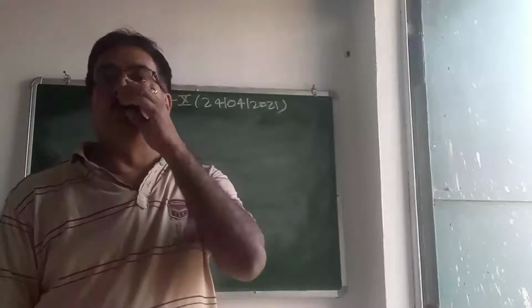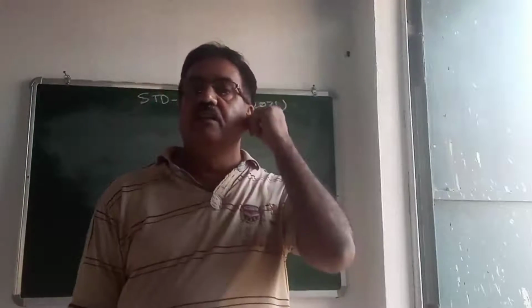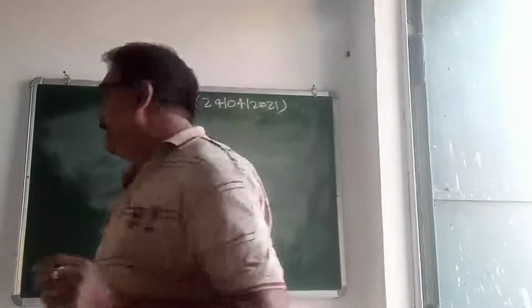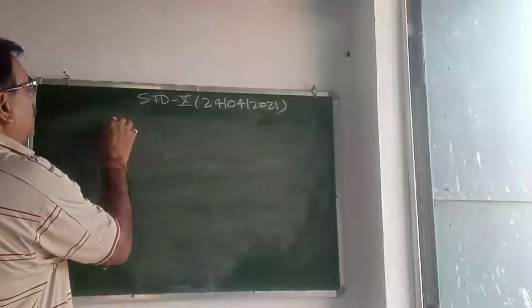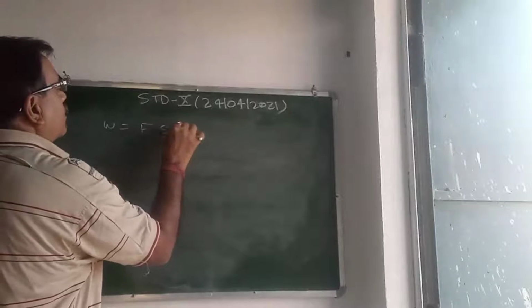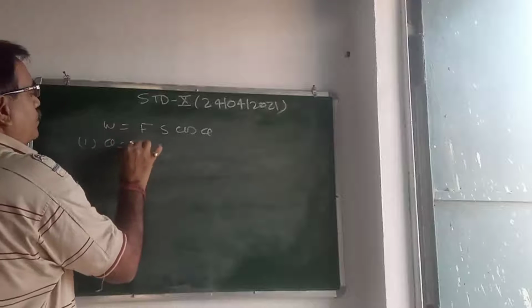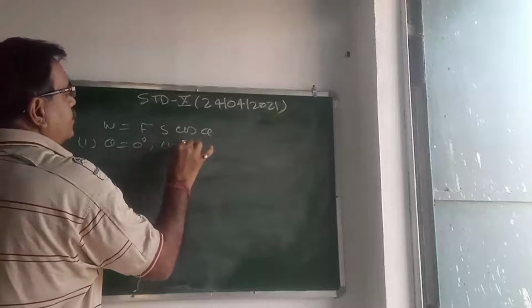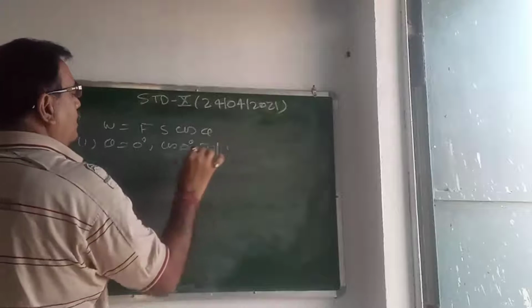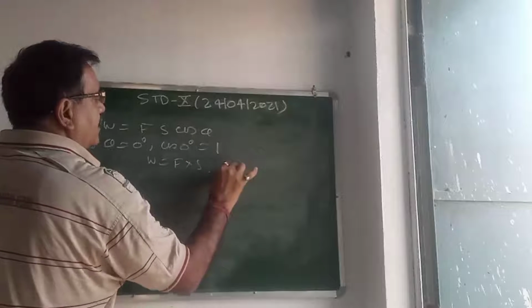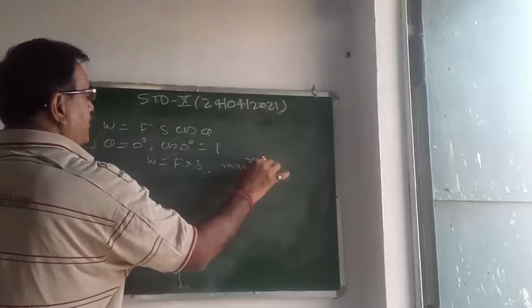In physics, today I am going to explain work and energy. In the last video, I explained the three conditions of work done. W is equal to F cos theta times s. First, when theta is equal to 0 degrees, cos 0 degrees is 1. So work is maximum, F into s. Work is said to be maximum.